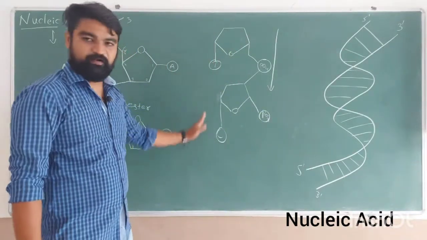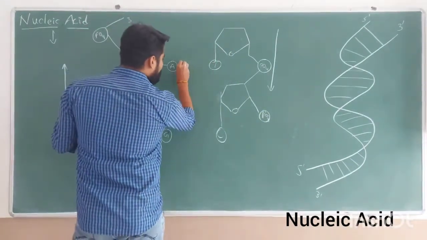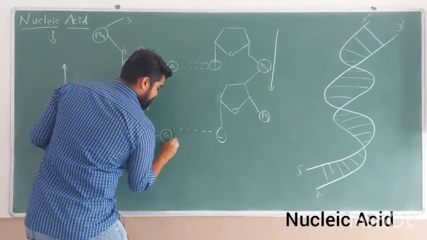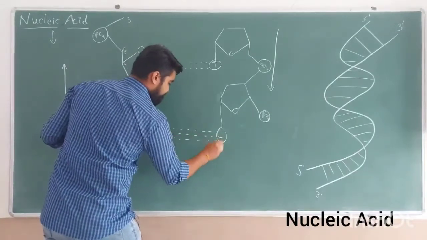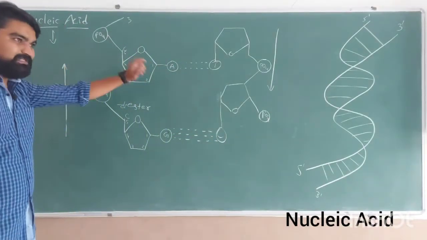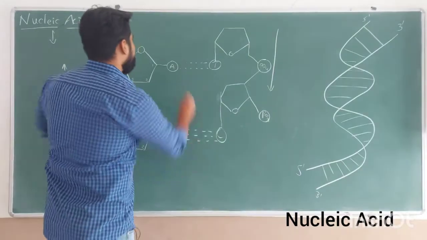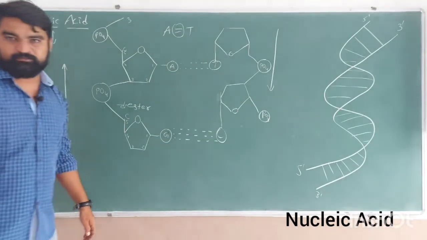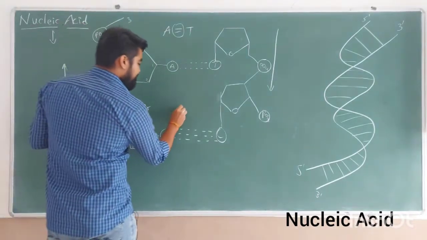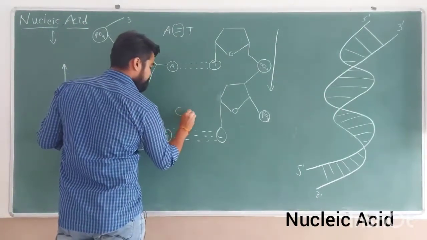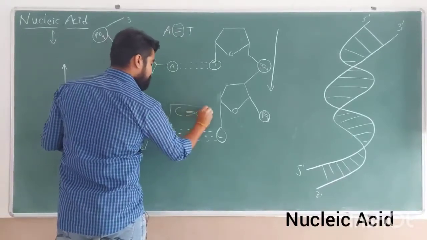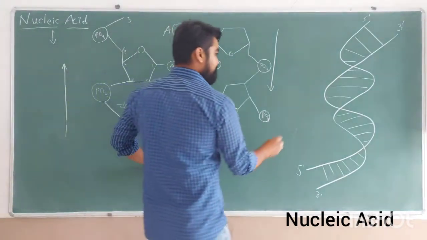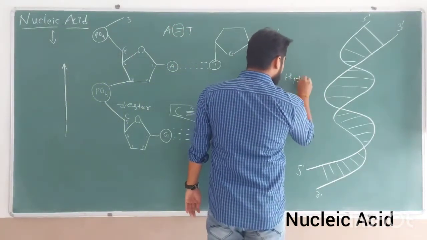The opposite strand will run like this, and here the nucleotide bases are arranged like this: A and T, and G and C. Whenever there is a bond between adenine and thymine, A and T, it will be a double hydrogen bond every time. And in case of G and C, or C and G, whatever you write, it is a triple hydrogen bond. So the bond between nucleotide bases in the DNA structure is hydrogen bond.